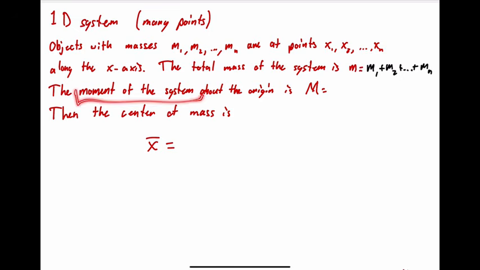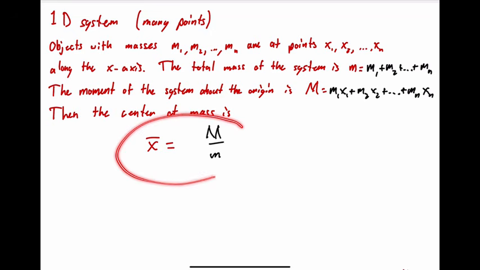The moment of the system about the origin is just the masses times the distances all added together. So this would be m1 times x1 plus m2 times x2. And we keep doing this until we get to the last one, m sub n times x sub n. That is called the moment of the system about the origin, and we denote that with capital M. Then the center of mass is just the moment divided by the total masses, capital M divided by small m.